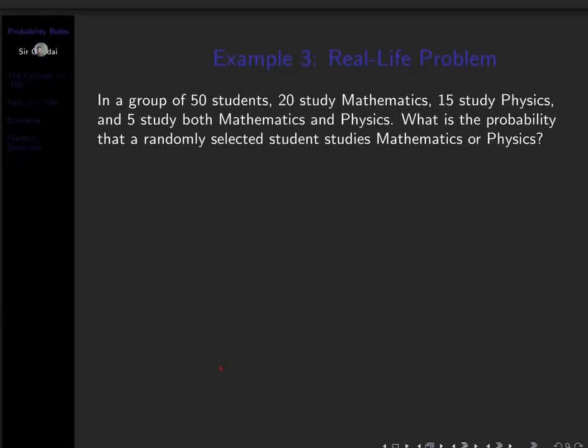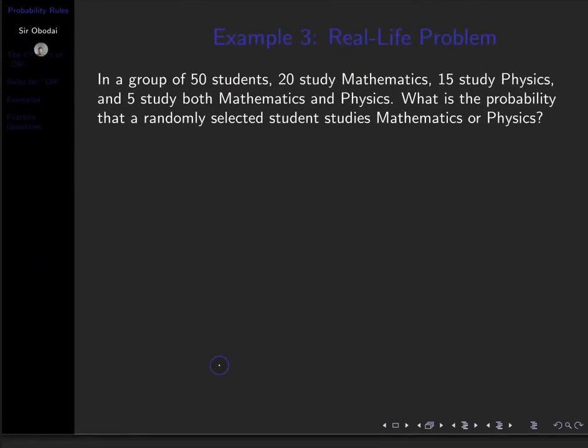Probabilities. Let's look at our very last question here, which says, in a group of 50 students, 20 study maths, 15 study physics, 5 study both maths and physics. What is the probability that a randomly selected student studies mathematics or physics? Let me quickly draw a Venn diagram to illustrate that, then we come back to solving it. Well, you don't actually need to draw a Venn diagram, but just to get a graphical presentation of what we are doing.